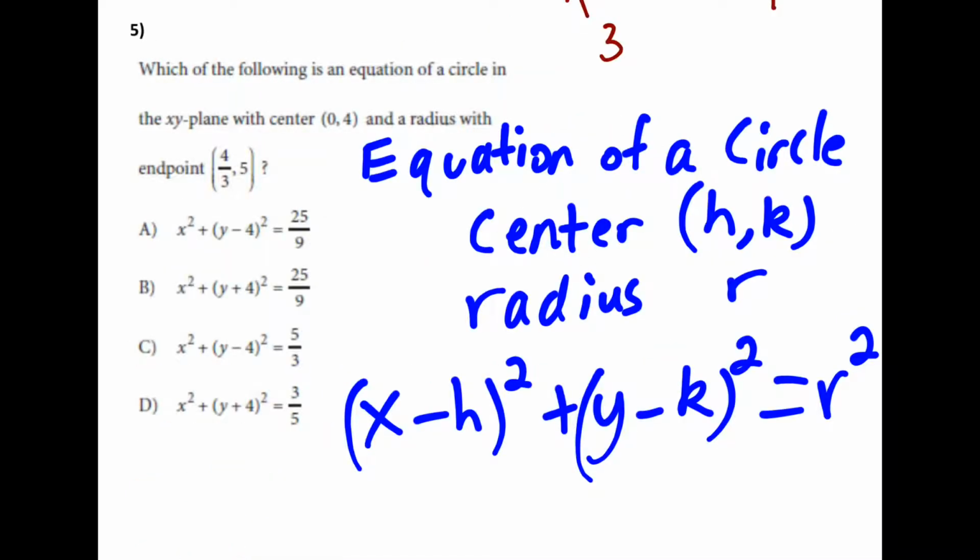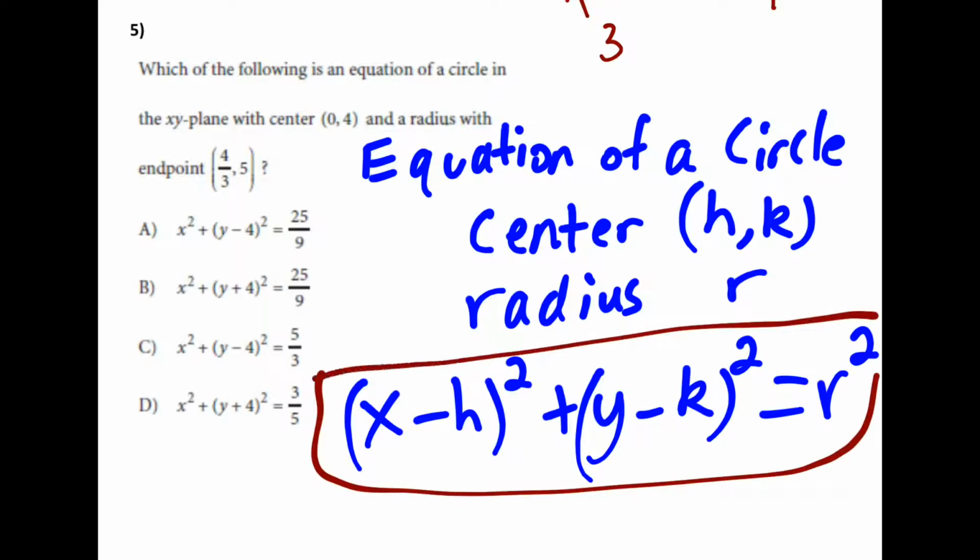For number 5, you have to know that the equation of a circle with a center (h, k) and a radius r uses this formula. The only equations they give you regarding circles on the SAT are area and circumference, so this is just one that's handy to know because it makes a problem like this quite a bit easier. So I can plug in (0, 4) as my center, which means I plug in 0 here and 4 there.